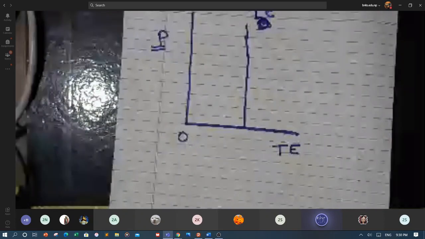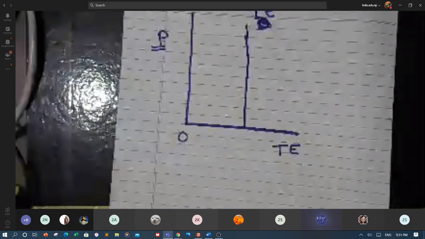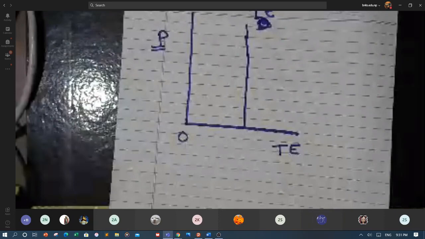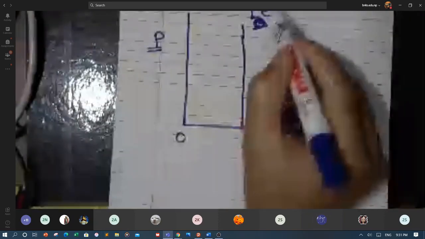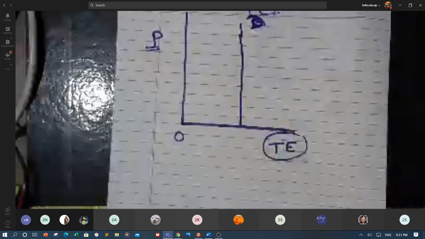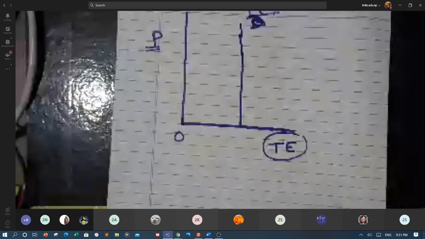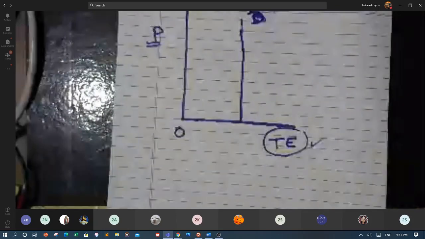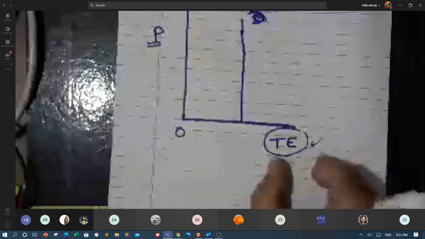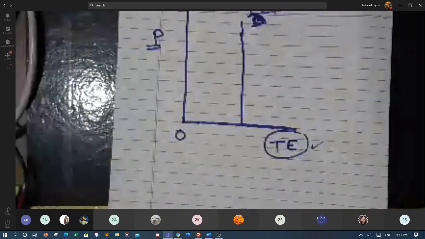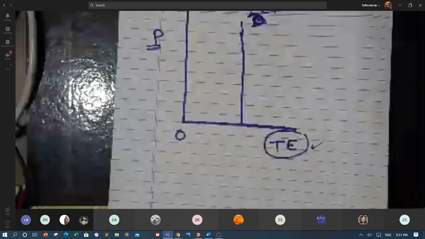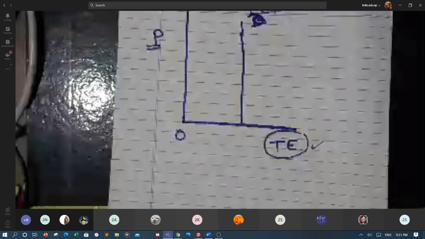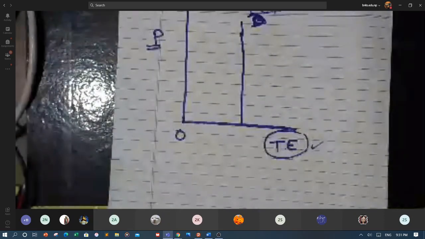Very good. Whatever the change in price, total expenditure, which is indicated by this TE. Normally we write D here, but in order to make it clear, I wrote total expenditure here also. If the total expenditure remains the same with the change in price, that type of demand is called unitary elastic demand.